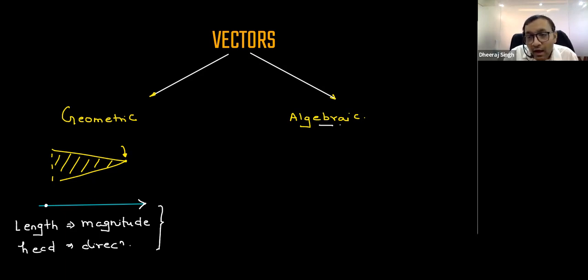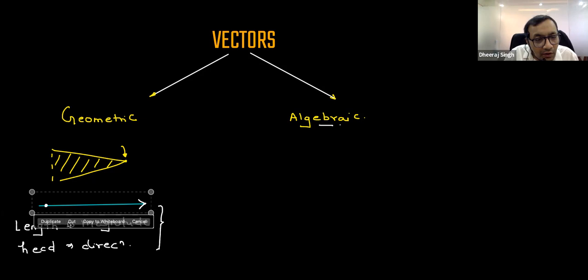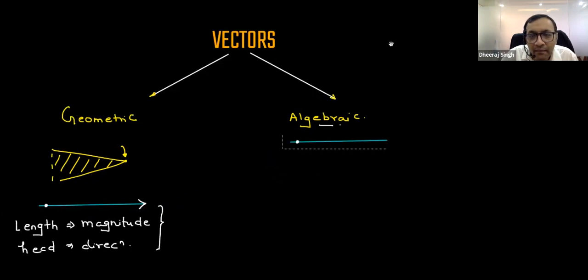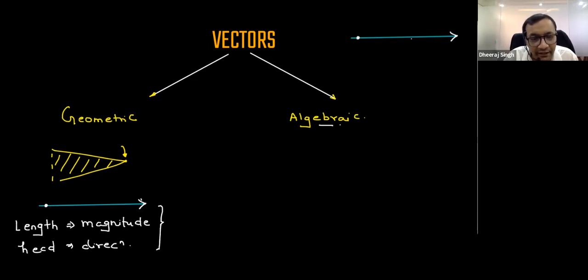No doubts. Now tell me, if I take this vector and duplicate it, move it parallel to itself, and move it over there, has the direction changed? Direction is still on the right hand side. Direction is the same. Has the length changed? Length also is not changed. So my dear friends, we can move the vector parallel to itself without affecting its value.